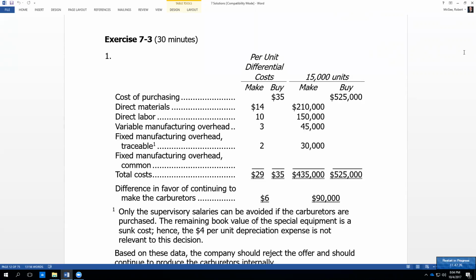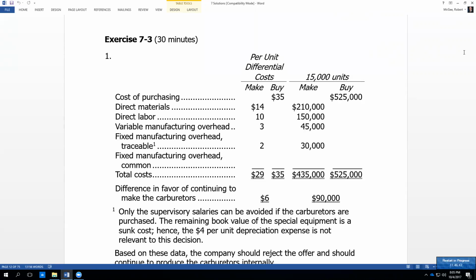Because some of these fixed costs we're going to have anyway, and some we won't. So how should we structure this? Let's structure it. Oh, they've already done it for us. Create a differential cost, make versus buy. And again, the level of activity, 15,000 units, make versus buy. The cost of purchasing, if you buy it, would be $35 a unit times 15,000 units, 525,000. The direct materials, $14 a unit if you make it, times 15,000 or 210, and the same direct labor, variable, and all that stuff. So the total cost, 29 if you make, 35 if you buy.